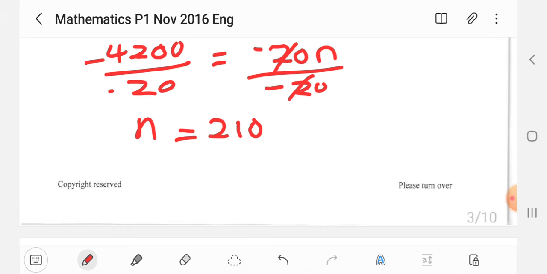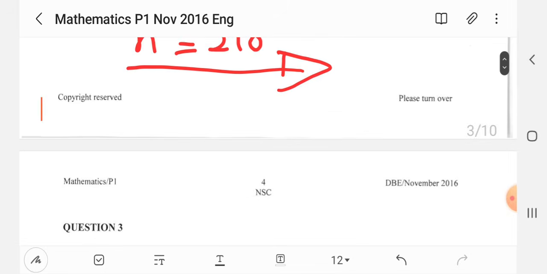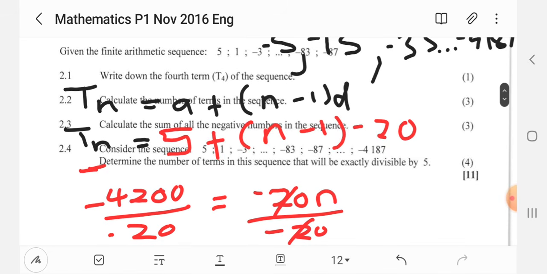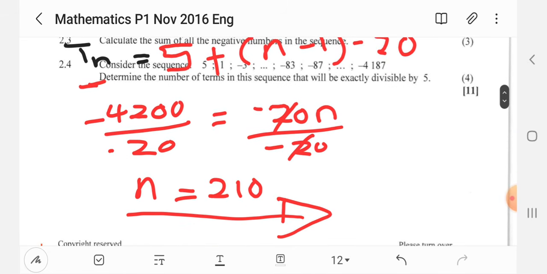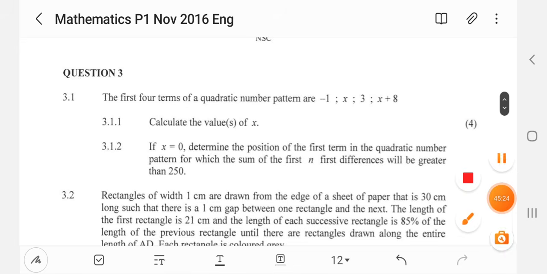So when we end at negative 4175, then we'll have 210 terms that are divisible by 15. So we are done with question 2.